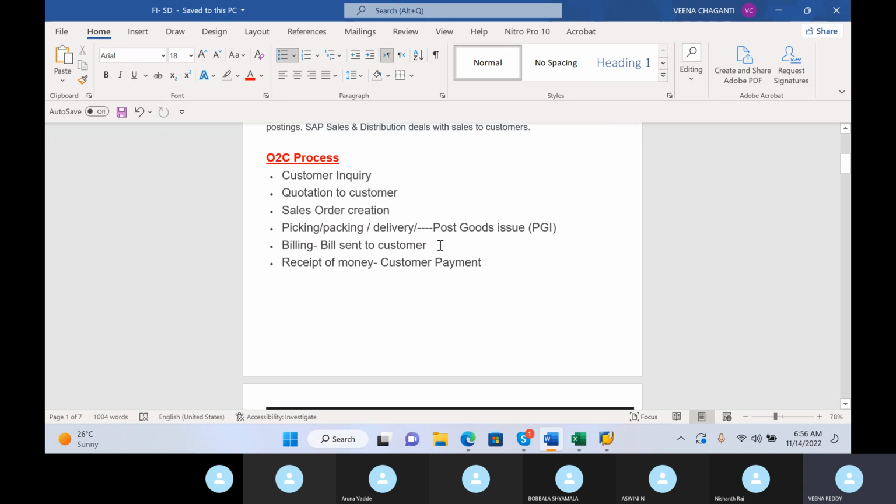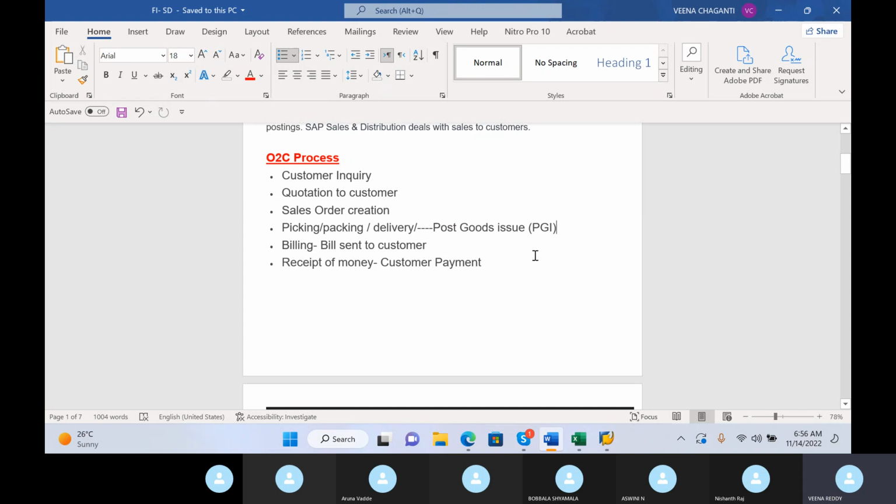FISD, sorry, FIMM integration starts here, but FISD integration starts from the billing time. Sorry, I say FISD integration starts from the billing. Coming to what will happen in the post goods issue.